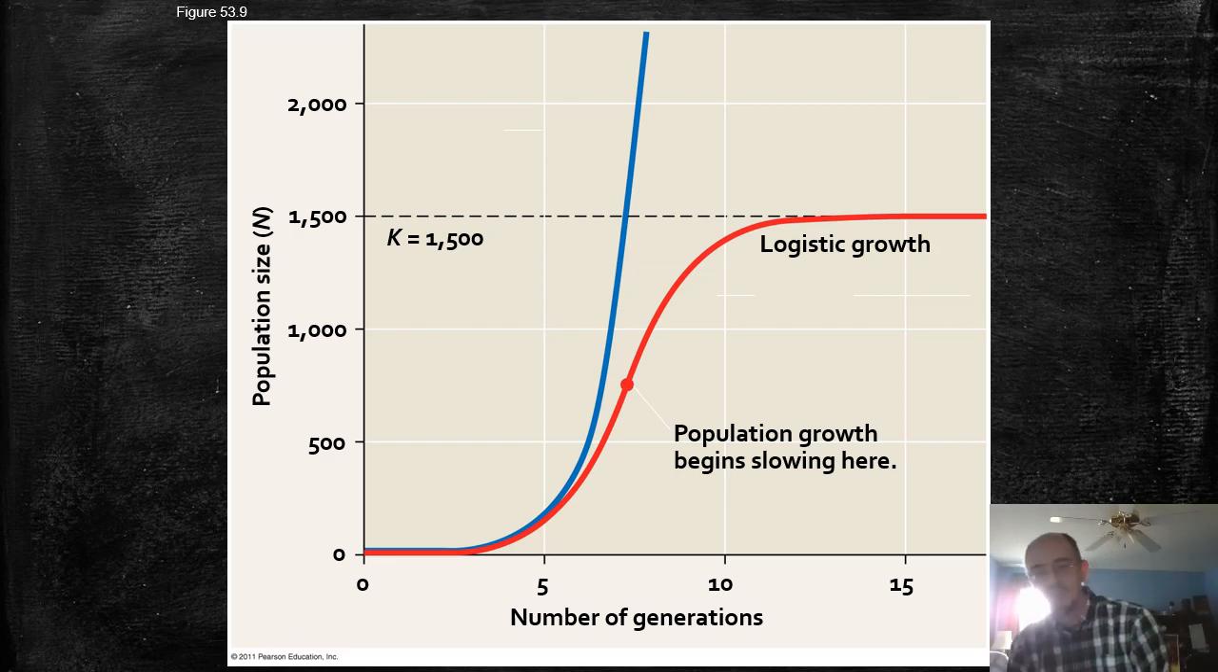So we can see the two models side by side. Exponential growth in a case of population with unlimited resources, and a case of logistic growth where resources are limited with a carrying capacity, in this example, of 1,500.